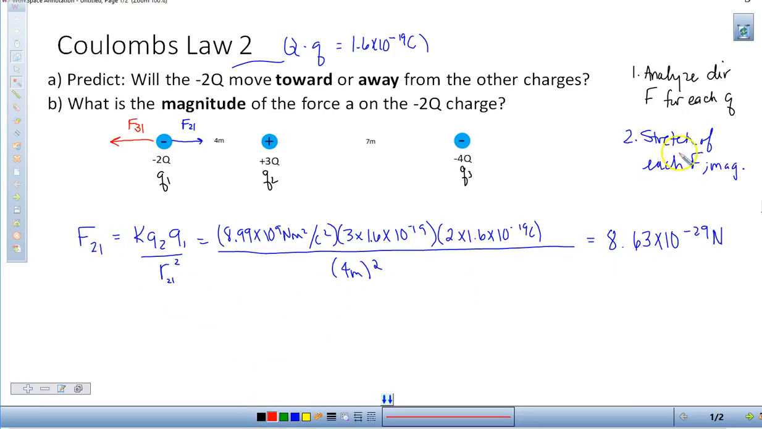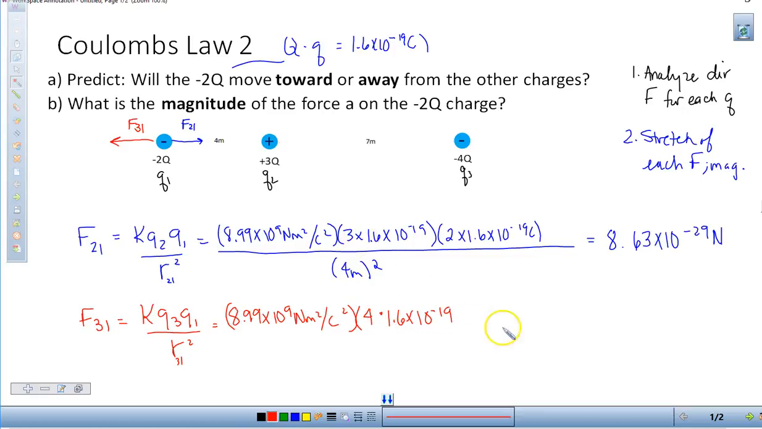So let's do the same thing. I'm still on step 2, finding the strength. I'm going to basically rinse and repeat here with the same thing, k Q3 Q1 over R1,3 squared. I'm going to go ahead and do this. This is our k right here. And then we're going to do 4 times 1.6 times 10 to negative 19. That's a times. I don't know why I did times here, but this is the same thing.